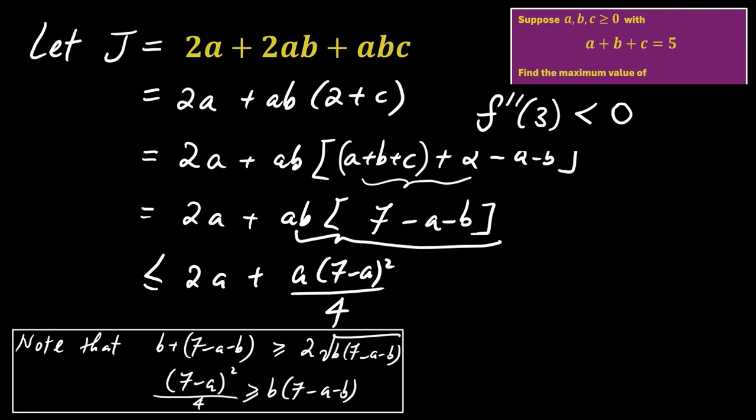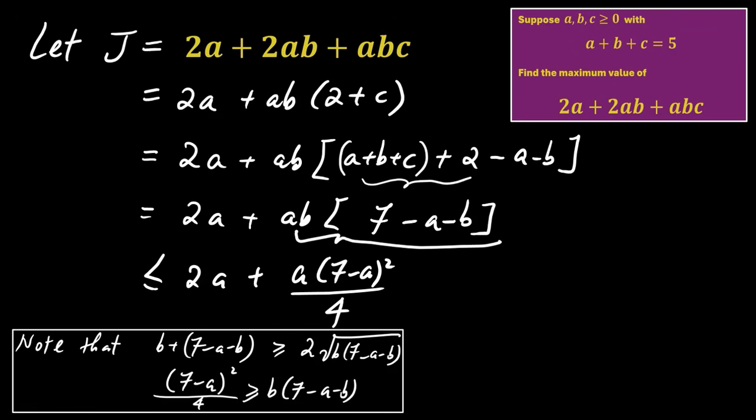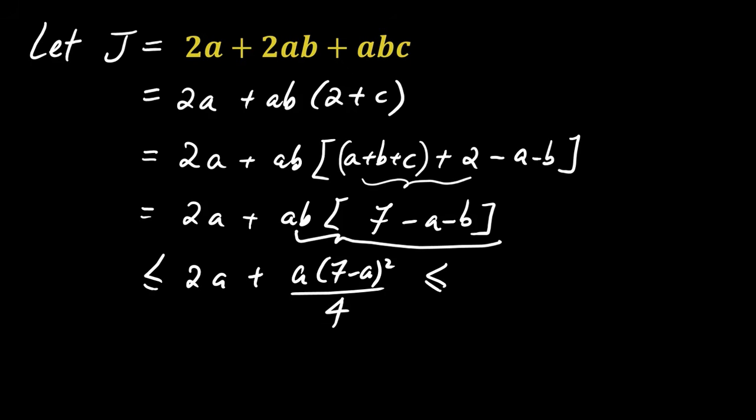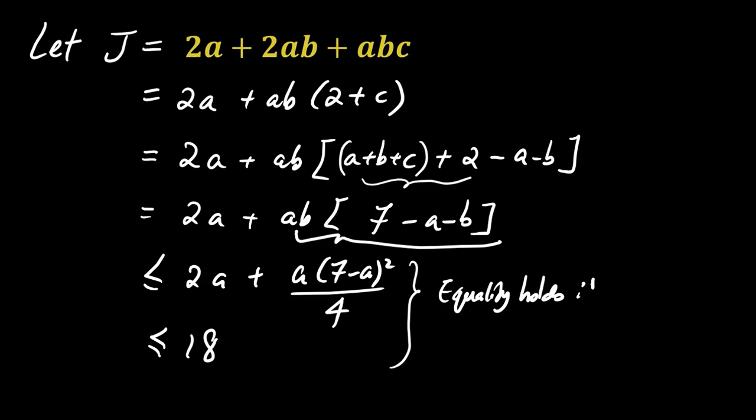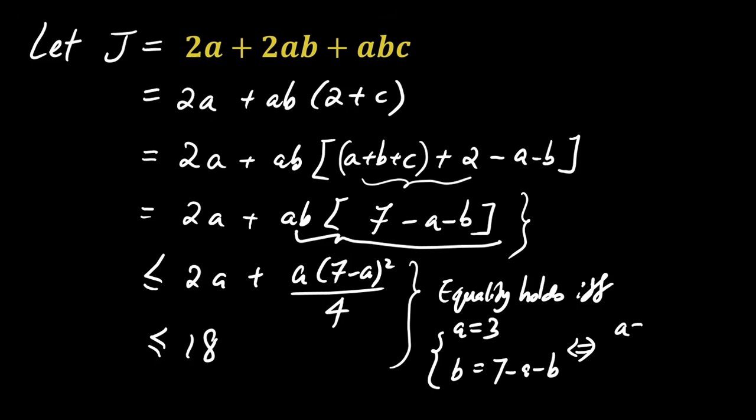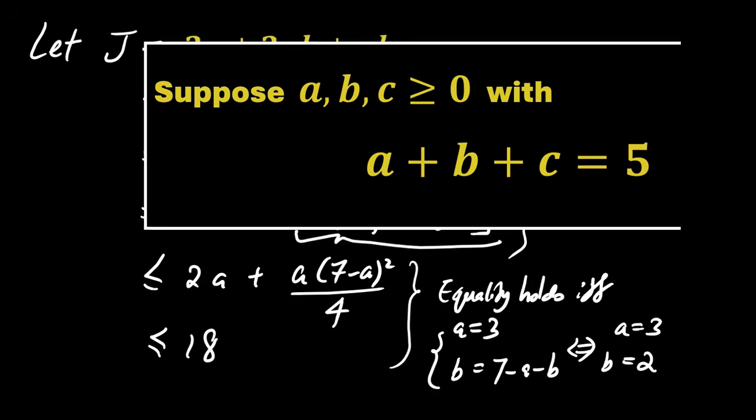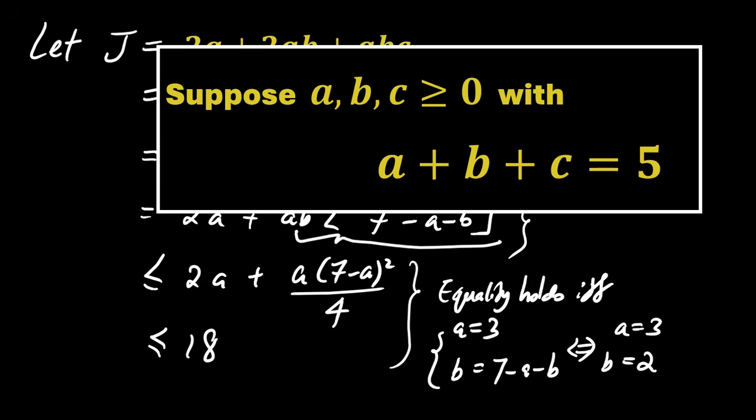Now we need to go back to the original question. Will J have the same maximum value? We know that J is less than or equal to 18. From here, equality holds if and only if A equals 3. And from here, equality holds if and only if B equals 7 minus A minus B, which means that A equals 3, B equals 2. Since A plus B plus C equals 5, we know that C has to equal 0.